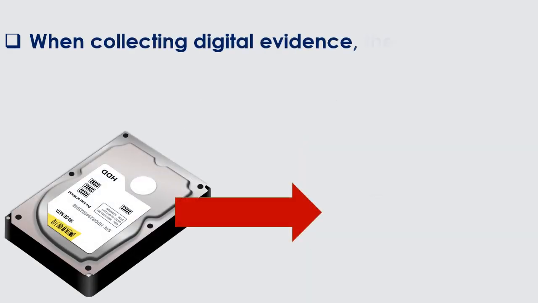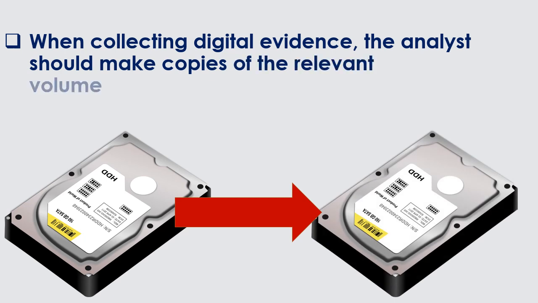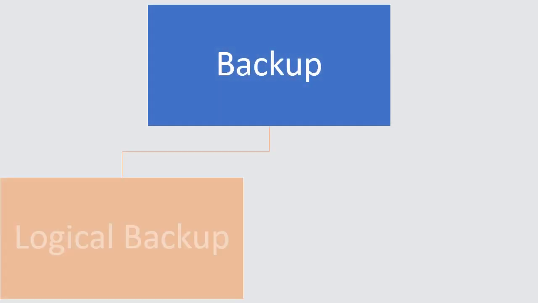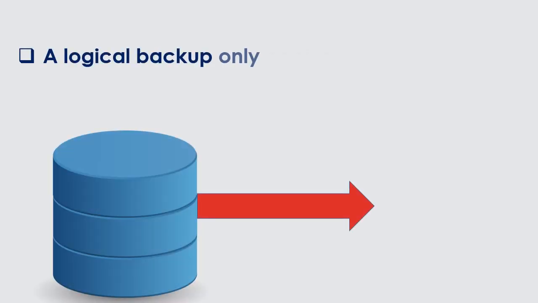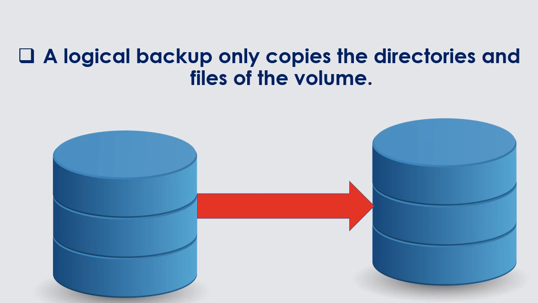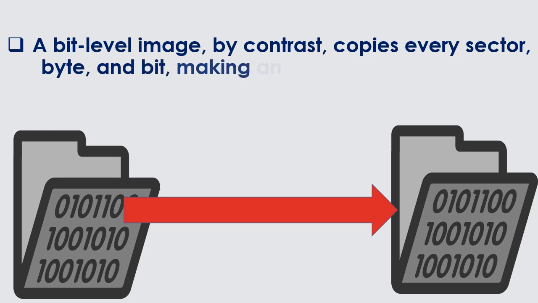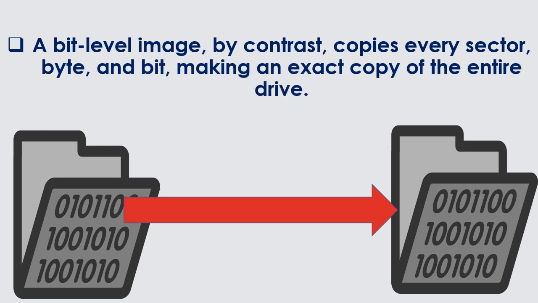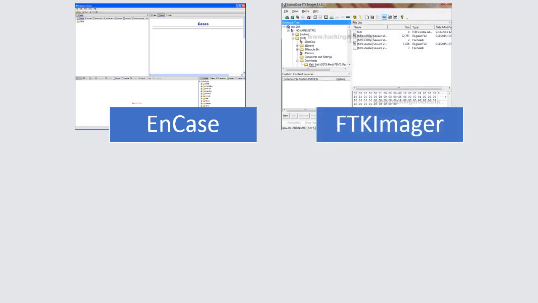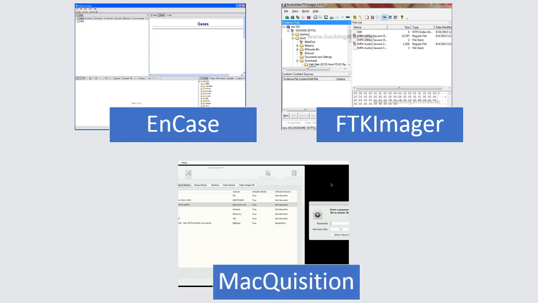When collecting digital evidence, the analyst should make copies of the relevant volume or drive. This can be either a logical backup or a bit-level image. A logical backup only copies the directories and files of the volume. This means it's the easier and faster choice, but it doesn't capture deleted files or data remnants in the slack space. A bit-level image, by contrast, copies every sector, byte, and bit, making an exact copy of the entire drive. This includes deleted files and slack space, making it the necessary choice for material that needs to be submitted as evidence in court. There are many tools on the market specifically crafted for the purpose of capturing and collecting digital evidence, such as EnCase, FTK Imager, and Macquisition.